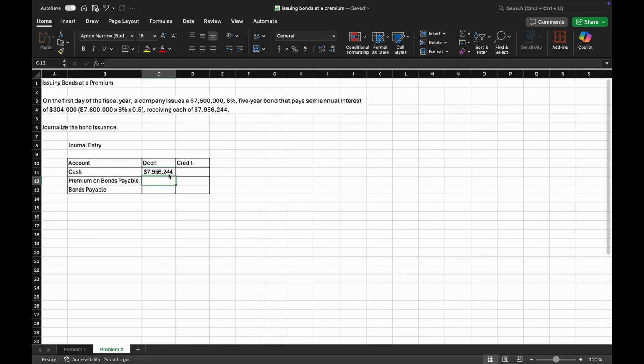Secondly, we know that the face value of the bond is $7,600,000, so we can put that as the credit for bonds payable. $7,600,000.